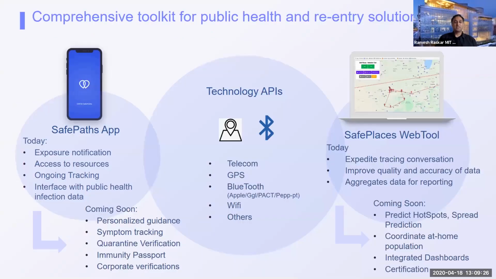So you can think of the comprehensive toolkit I just described in 3 different buckets. In the middle, we have the technology APIs that now or in the future will support telecom data, GPS, Bluetooth, Wi-Fi, and others. These are co-location APIs. It includes Bluetooth APIs like the Apple and Google, or the PACT API from MIT, or the PEP-PT from Europe. On the left, you see the SafePaths app. Right now, the goal is to provide exposure notification and access to resources. But going forward, you'll also get personalized guidance, symptom tracking, quarantine verification, immunity passports, and so on.